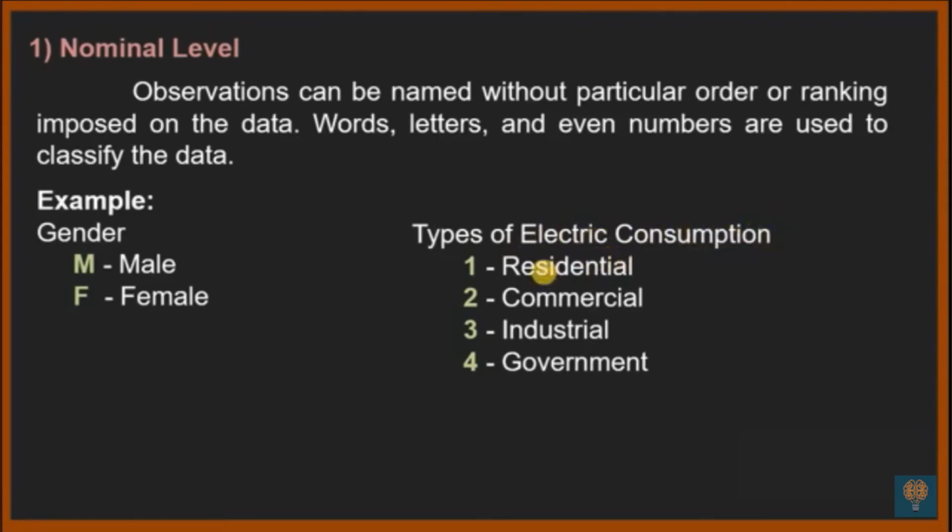Nominal level is where the observations can be named without particular order or ranking imposed on the data. Words, letters, and even numbers are used to classify the data. So nominal level can be used without particular order or ranking. For example, male and female. And another example, types of electric consumption: residential, commercial, industrial, government. So this nominal level is without any particular order.